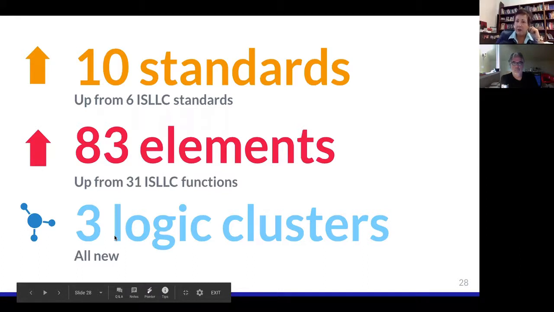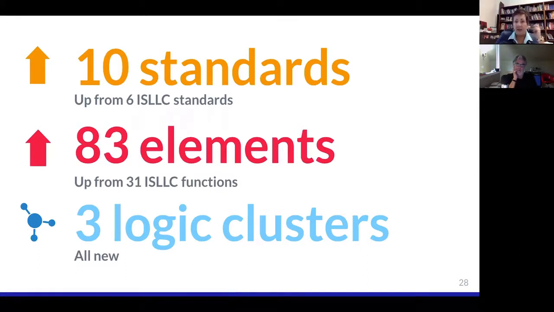First, by the numbers. There are 10 PSEL standards, up from 6 ISLLC standards. And there are 83 elements or indicators, up from 31 functions in ISLLC. Now, don't let that expansion in numbers or girth bother you at all. I don't think that there are too many, or that they are too broad. Instead, I think you will find that the increased number of standards and elements adds a level of description and specificity that we often longed for in ISLLC. They're really very illustrative of the kind of work that effective school leaders engage in on a day-to-day basis.